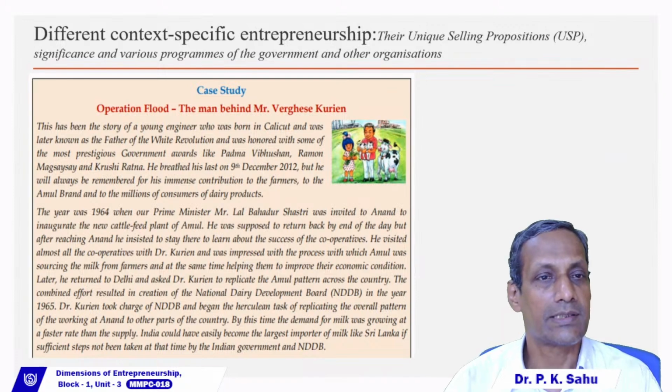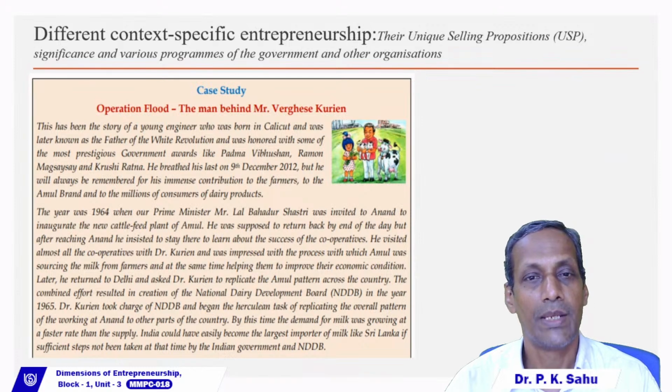The year was 1964 when our Prime Minister, Mr. Lal Bahadur Shastri, was invited to Anand to inaugurate the new cattle plant of Amul. He was supposed to return by the end of the day, but after reaching Anand, he insisted on staying there to learn about the success of the cooperatives. He visited almost all cooperatives with Dr. Kurian and was impressed with the process with which Amul was sourcing the milk from farmers and at the same time helping them to improve their economic condition.